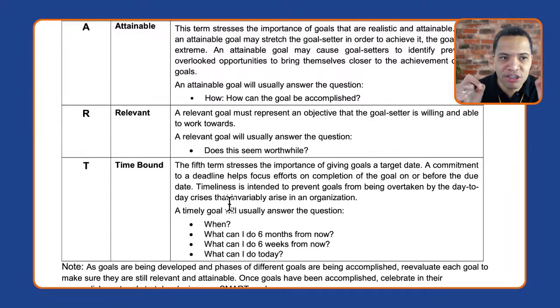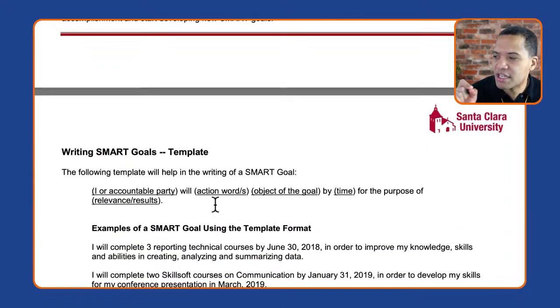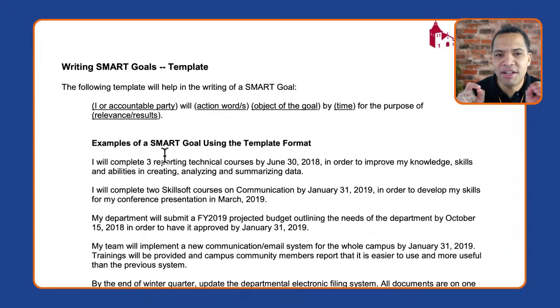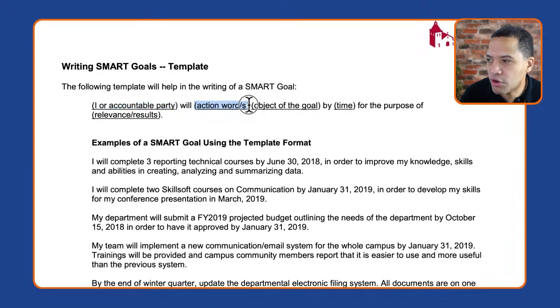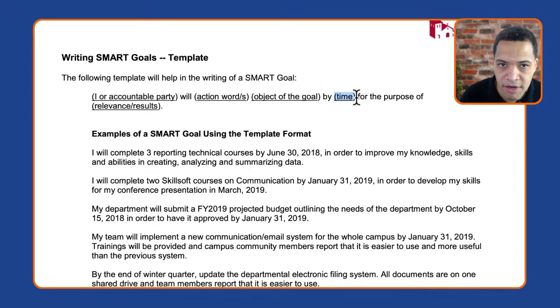And guys, I want to just make this short. I usually go over examples, but I do want to give you this one thing. And this template, they give you a very nice fill in the blank goal statement that you can use to write down. It's very simple. It goes like this. I, or accountable party, will, you got to put an action word in here, like complete, finish, create, whatever. Object of the goal, an online course by sometime, 45 days, right?